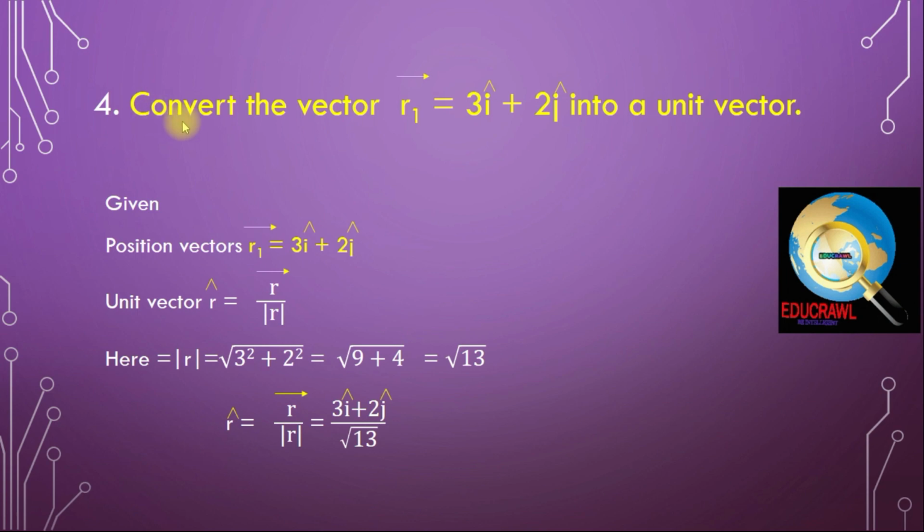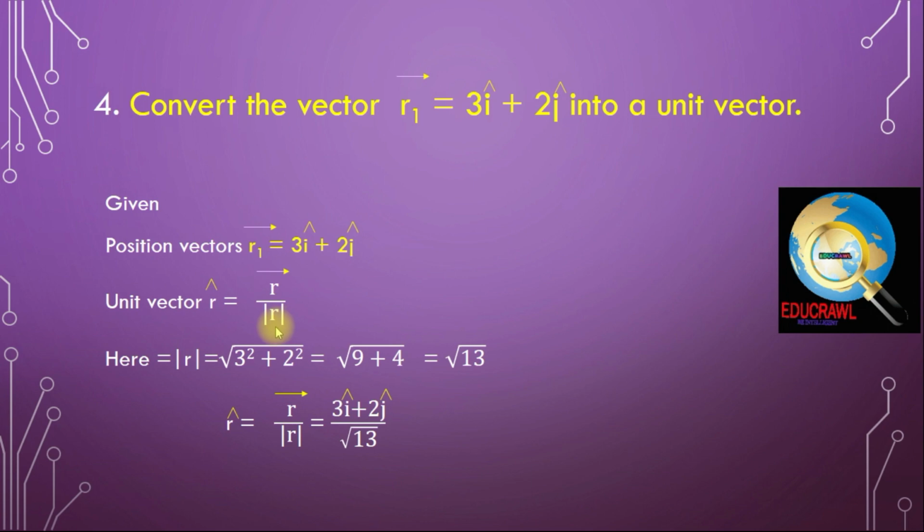The fourth problem. Convert the vector r1 equal to 3 i cap plus 2 j cap into a unit vector. So the position vector r1 is equal to 3 i cap plus 2 j cap. We have to find the unit vector. We know the formula for the unit vector as r cap. The unit vector is represented as a cap on the head of the r vector. So r cap is equal to r vector divided by mod r. Mod r means the magnitude of the r vector.